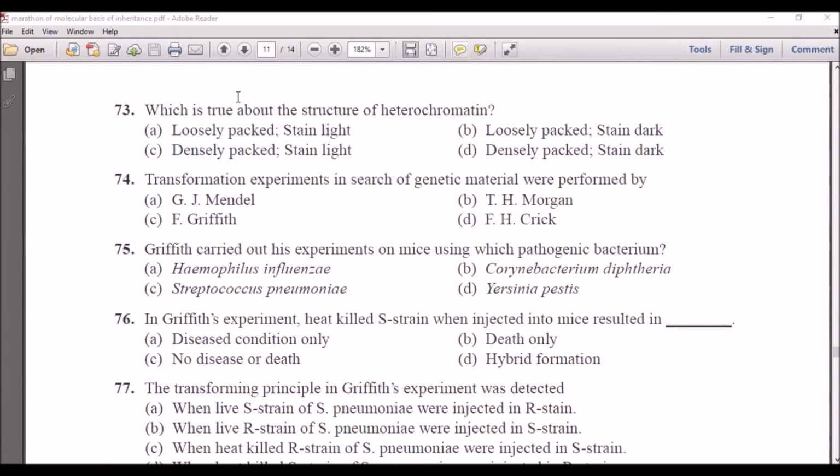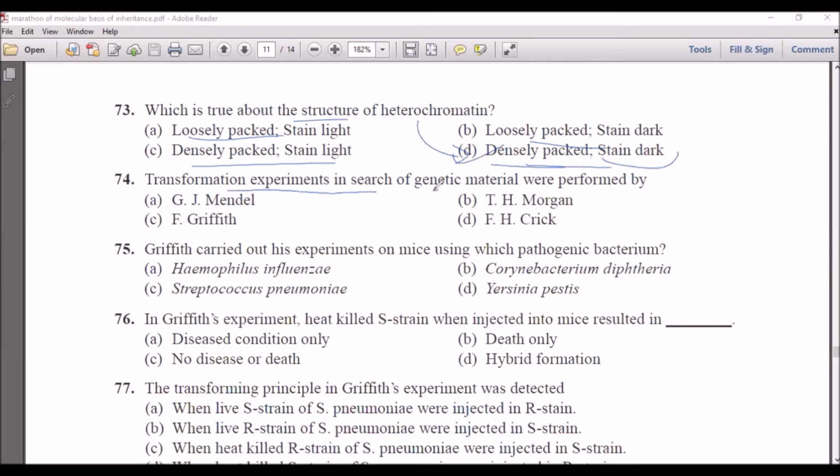Next question is, what is true about the structure of heterochromatin? Loosely packed, stain light, loosely packed, stain dark, densely packed, stain light, or densely packed, stain dark. Now we know that heterochromatin is densely packed and it is stain dark. So D option is the correct answer.